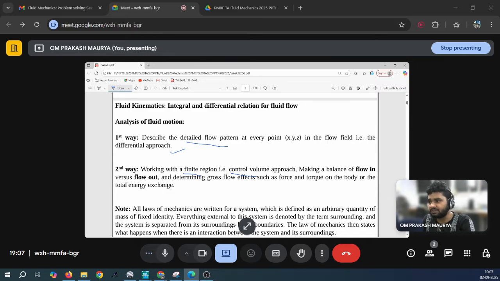First one is to describe the detailed flow pattern at every point. If you have a flow domain like that, at every point you have to describe the flow pattern. But in the control volume approach, you have the flow domain, and in the flow domain you select some control volume and in the control volume you just try to measure the flow patterns. So these are two ways, and in further slides we will discuss more about it. Now let us move to the next question or next slide.